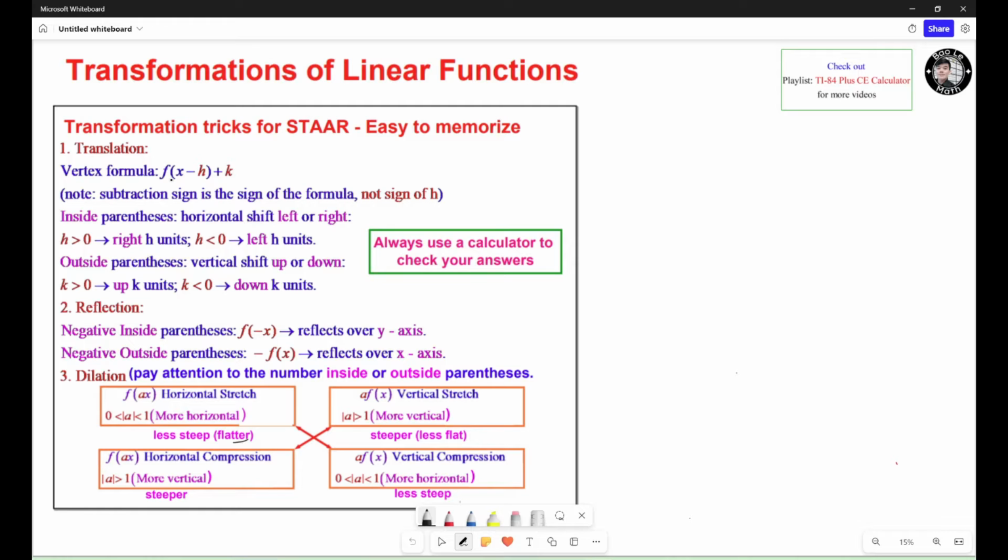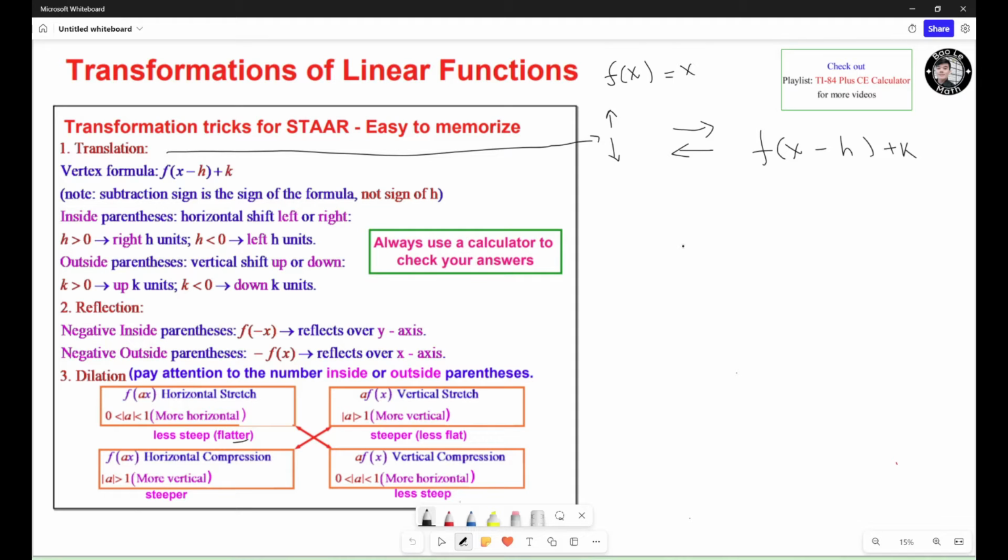So we have three different types of transformation. The first one is translation, which means we're going to move the graph up or down, right or left. We have the vertex form f(x) = (x - h) + k. And the parent function of the linear function is f(x) = x.